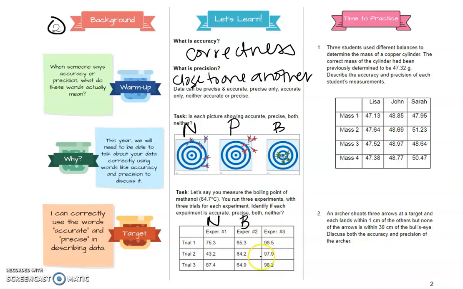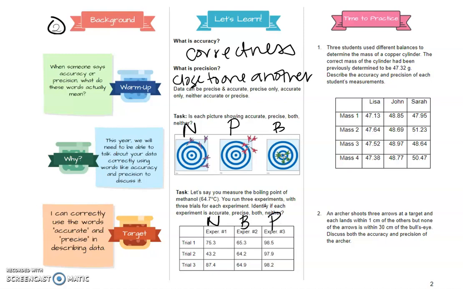Experiment number 3, 98.5, 97.9, 98.2. They're all in the high 90s, okay? So they're all pretty close to each other. That makes them precise, but they're consistently terrible because you're looking for 64, you're in the high 90s. So you're not close to that true value. So you're not accurate, but you're precise because you're close to each other, okay? So whatever was going wrong every single time, which means you're close to each other, okay?